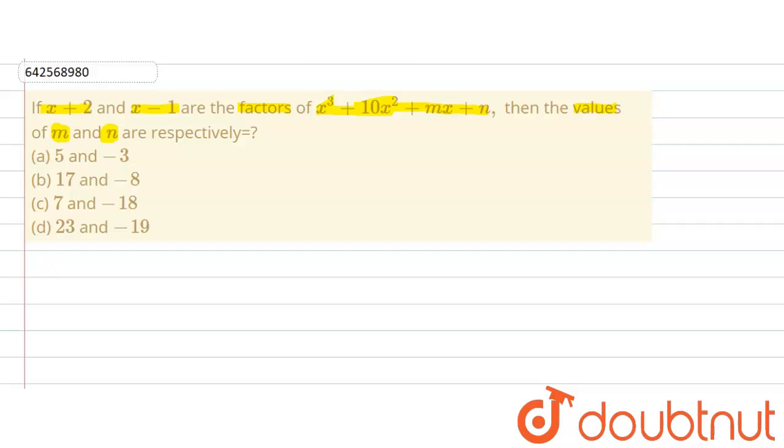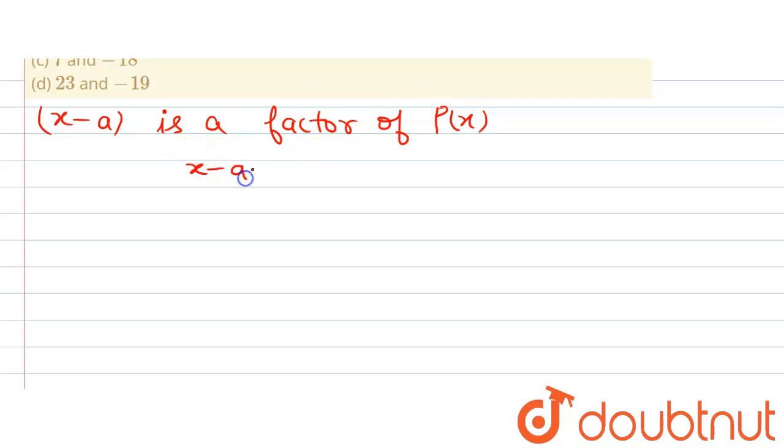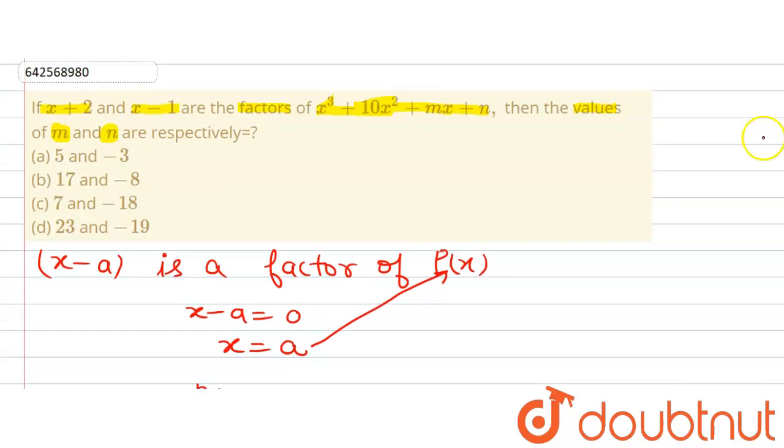Now let's do it. Before doing this question, let us first understand what the factor theorem says. Factor theorem says that if x minus a is a factor of a polynomial in x, then if we put x minus a equal to 0, find the value of x from there, and put this value of x in place of x in the polynomial, then this should give us a 0. If we get a 0, then we will say x minus a is a factor of the polynomial. Now the question itself is saying that x plus 2 and x minus 1 are factors of this polynomial. Now let's denote this polynomial by p(x).